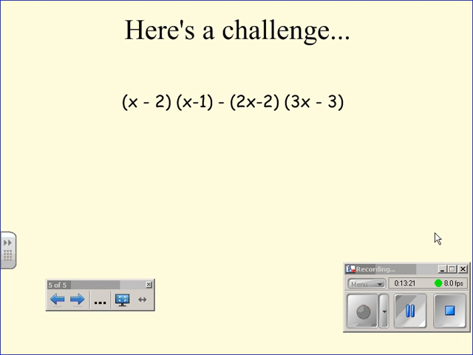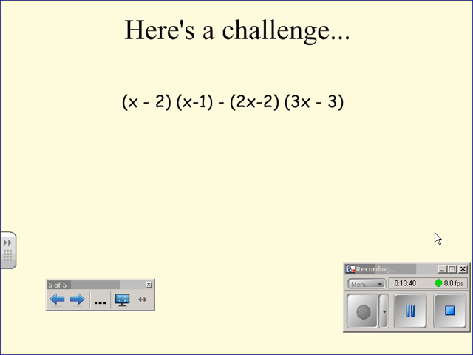Now we're going to try a problem that is just a little bit more difficult. It's a little more complex, and we're going to use the same ideas that we've used throughout this unit of combining polynomials and multiplying and using the FOIL method, and we're going to simplify this problem.